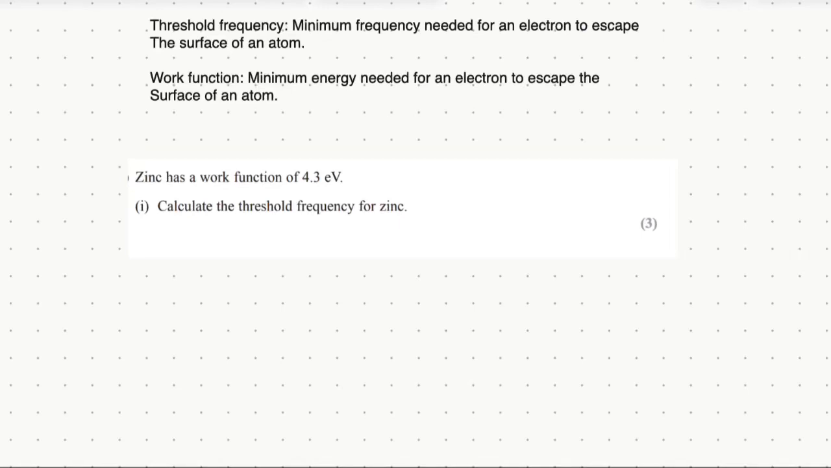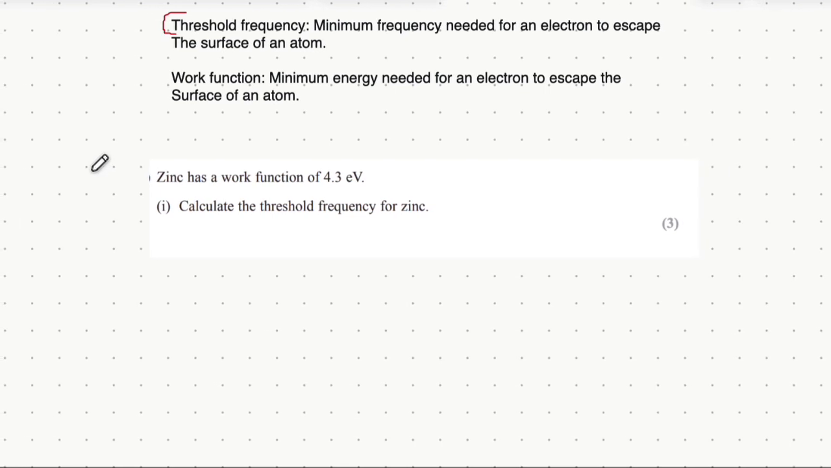In this video, we're going to go through everything you pretty much need to know about the threshold frequency and the work function. So I've written two model definitions here, but we're going to go into what these actually mean. So let's first talk about what's happening in the photoelectric effect.